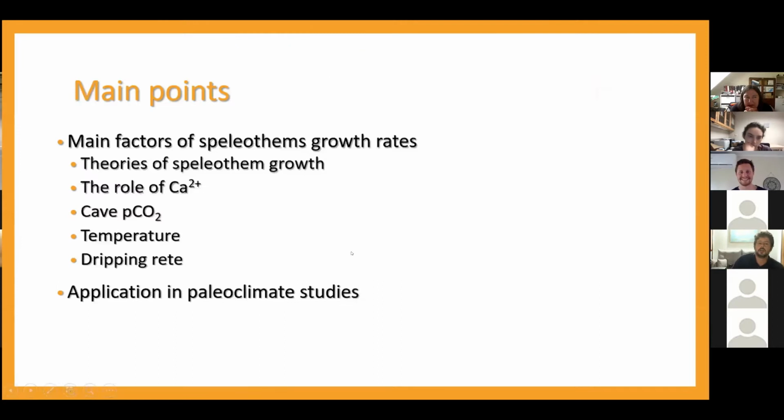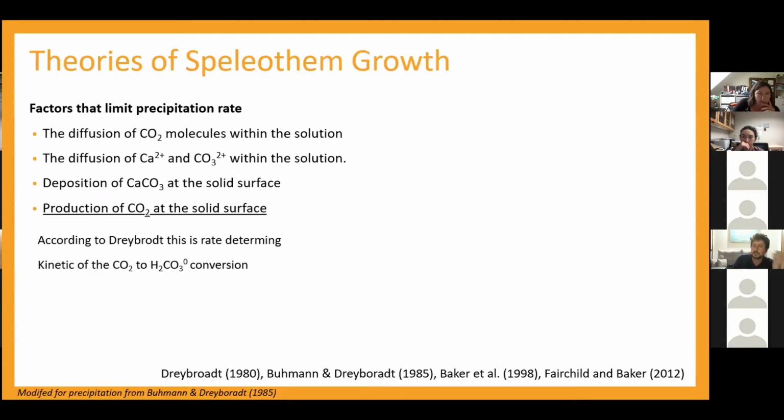Okay, so the main points of this lecture: we first go quickly through the main factors that control speleothem growth rate, basically the theories of speleothem growth, and then the role played by the main parameters that drive this growth, that is calcium concentration, cave PCO2, temperature, and dripping rate. We go quickly through some studies that could show us the potential application in paleoclimate studies, because when you're talking about speleothem growth, it's all about the reconstruction of hydroclimate variability.